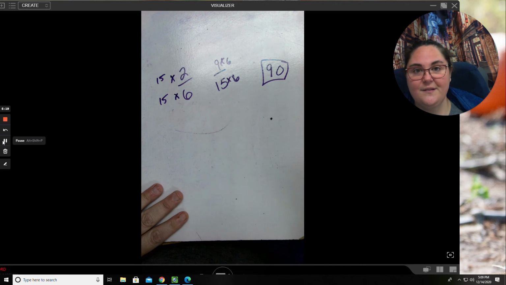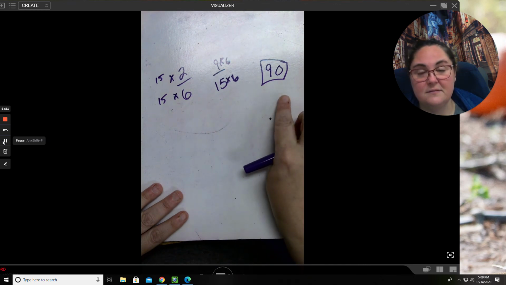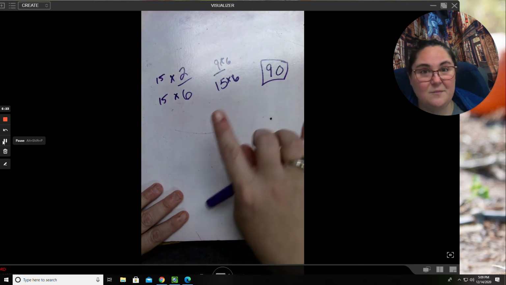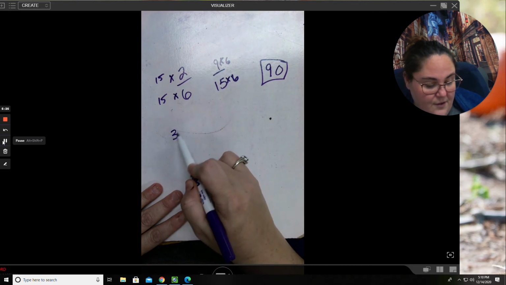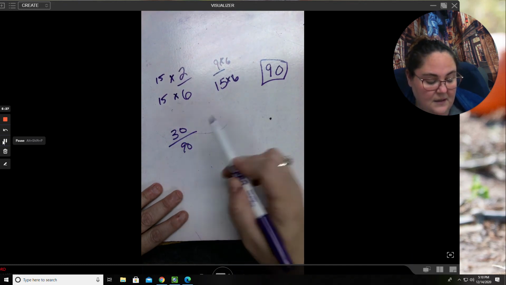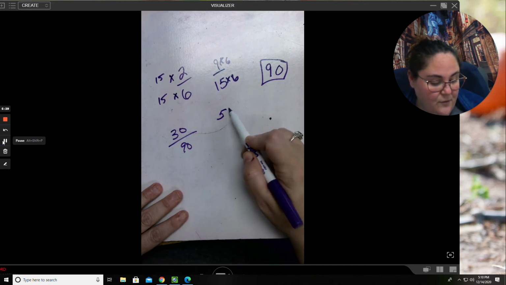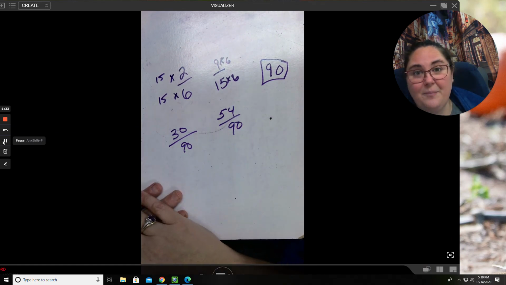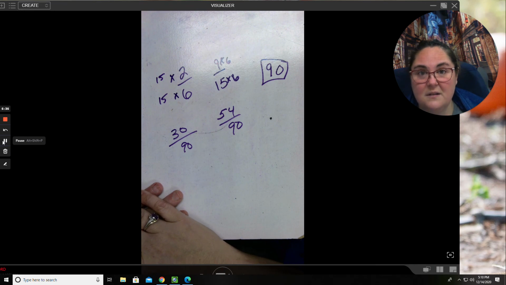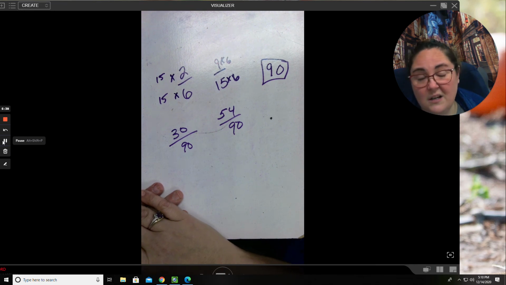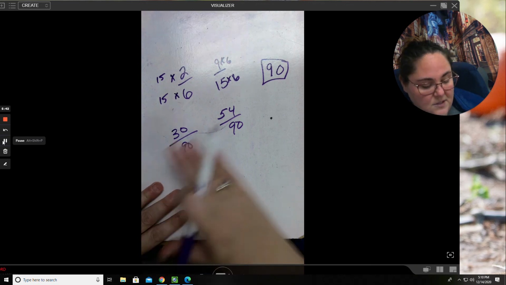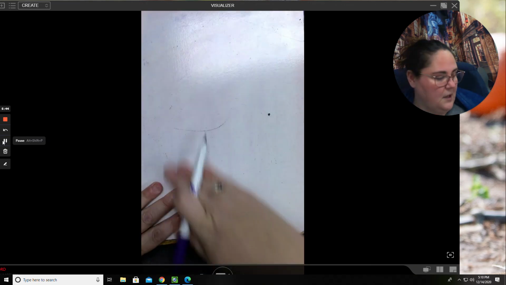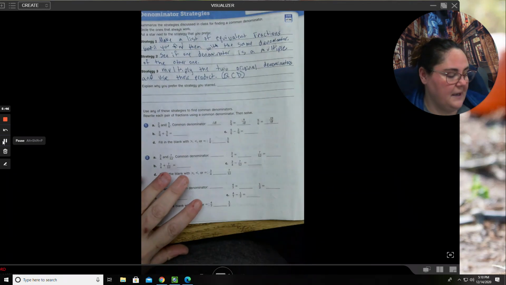The problem with this method is the numbers are larger. 15 times 2, 30 over 90. 9 times 6, 54 over 90. So then if you have to add those, it can be a little tricky because the numbers are bigger. Doesn't mean it's wrong, it just makes it a little tricky. Okay? So keep that in mind. That is an option. Quick common denominator.